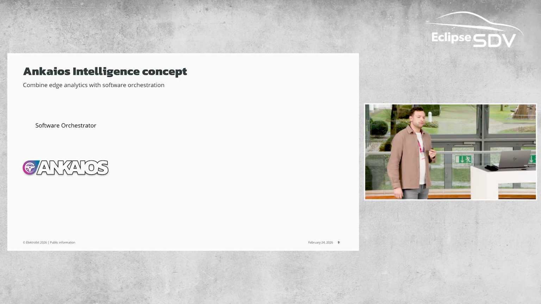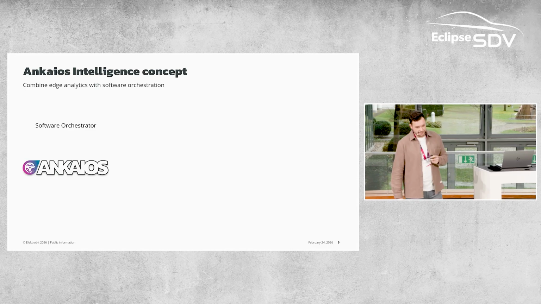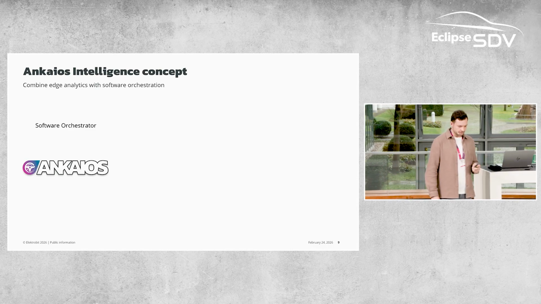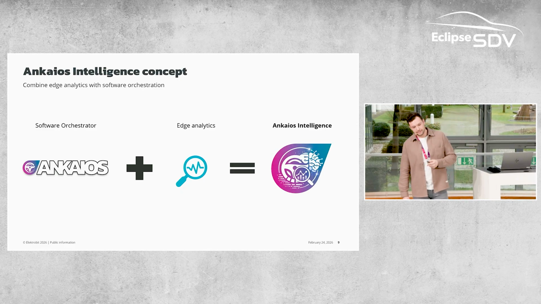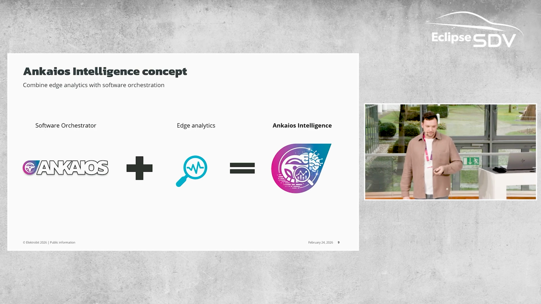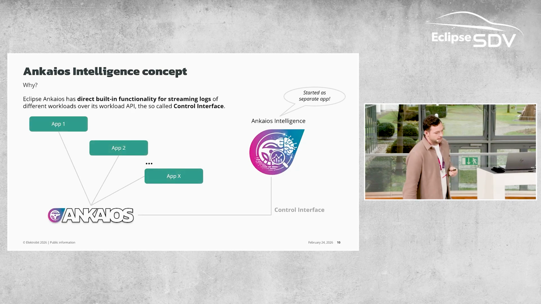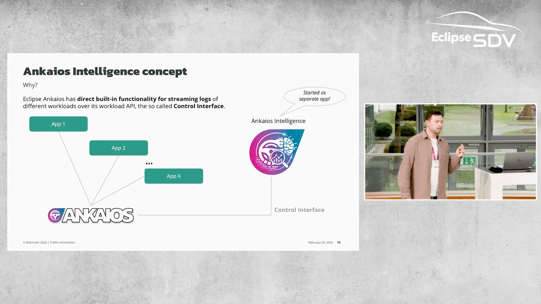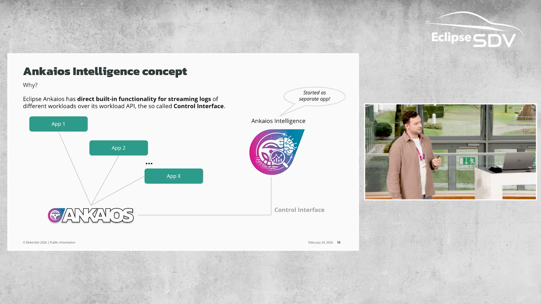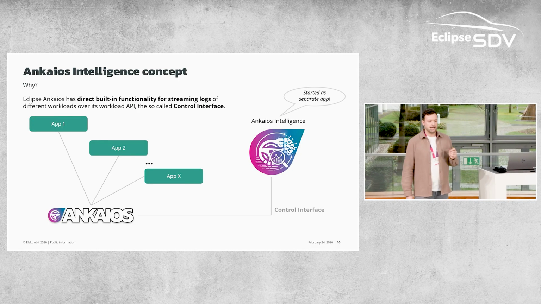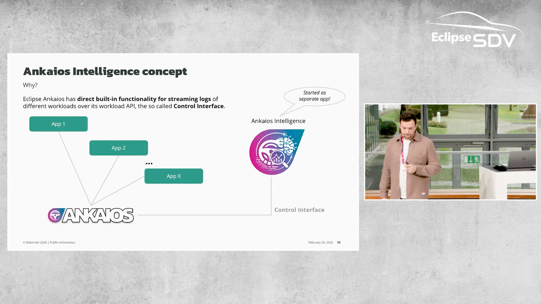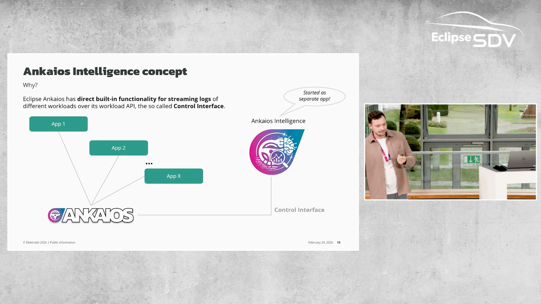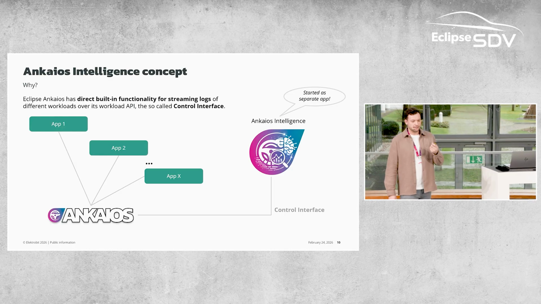And what we want to do is combine edge analytics with software orchestration. And thus, Ankaios Intelligence was born. And why should we do that? Well, there is a good reason, because a software orchestrator like Ankaios has very good, direct built-in functionality for streaming logs of different workloads, because it has an API that workloads and applications can use.